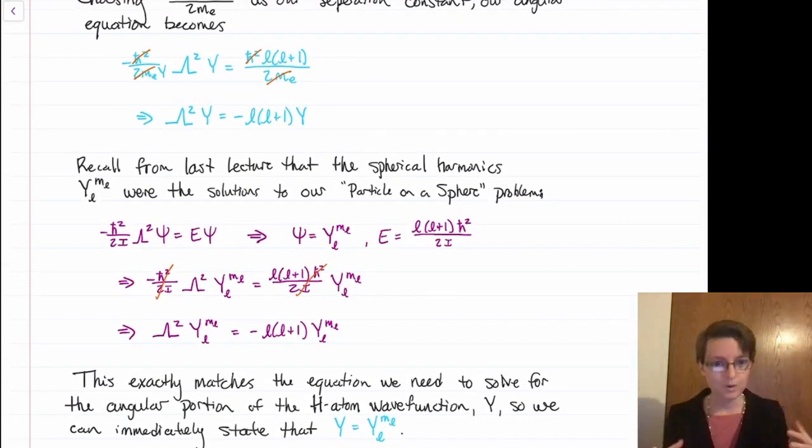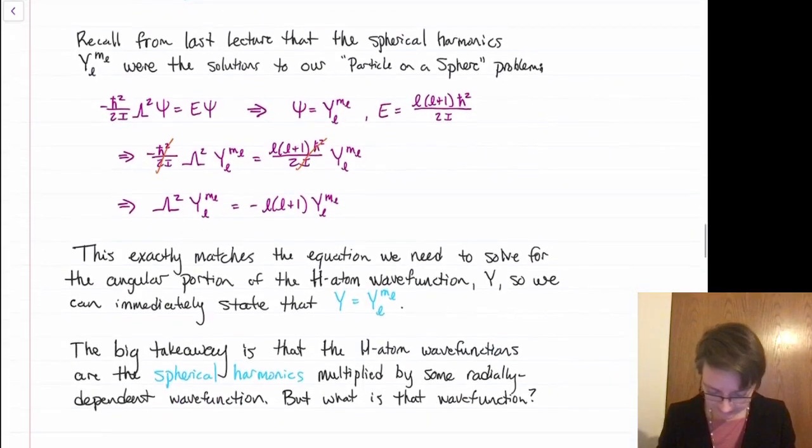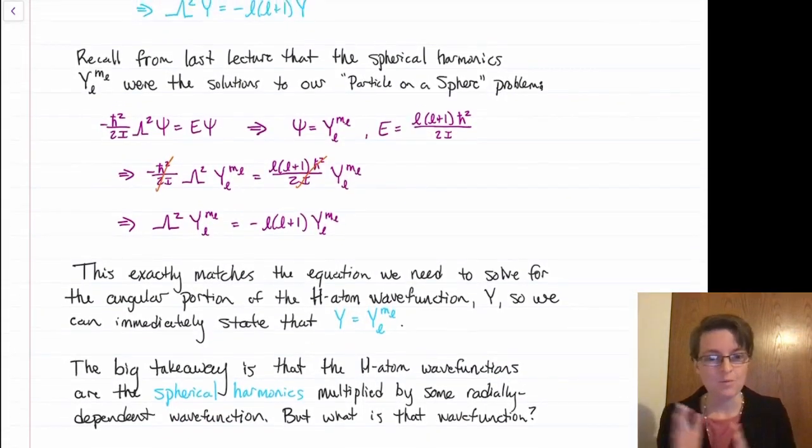And so that means we can take a deep breath and say we actually don't need to think anymore about this angular equation. The wave functions that we're looking for that obey our angular equation are the spherical harmonics, because the form of the equation is the exact same form that we had when we tackled that particle on a sphere problem. And so that seems really great for us because, one, now we know that it's no coincidence that last lecture we used the variables L and m sub L to describe the particle on a sphere quantum numbers. Those are our quantum numbers for the hydrogen atom that we learned about in GChem.